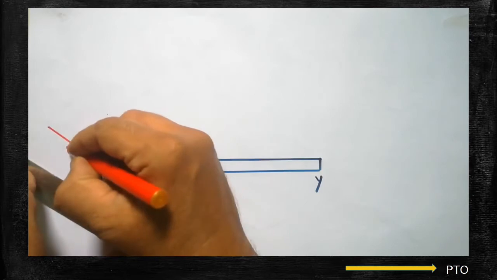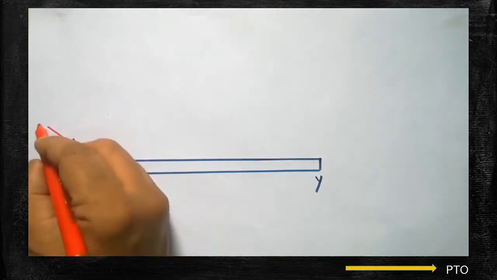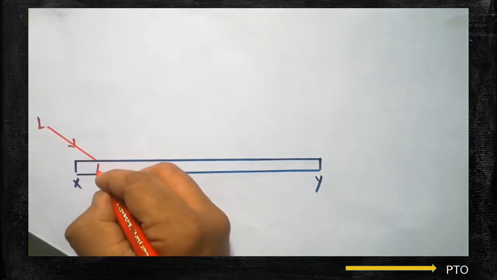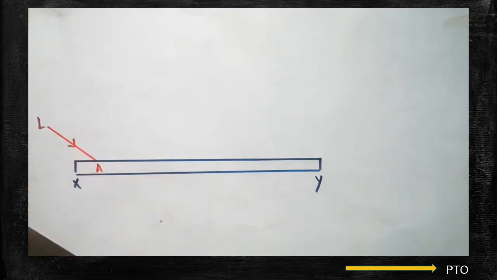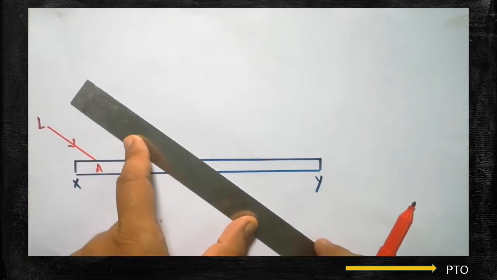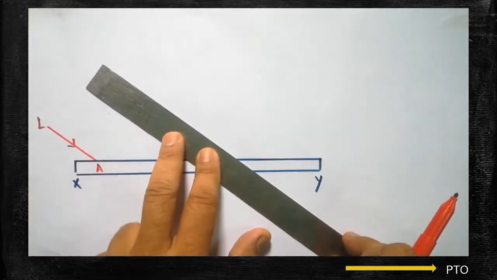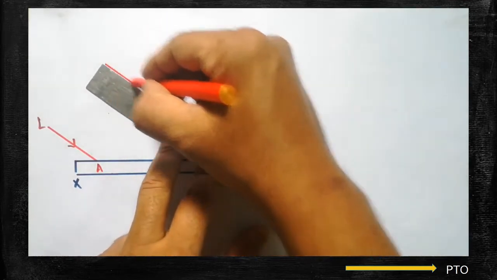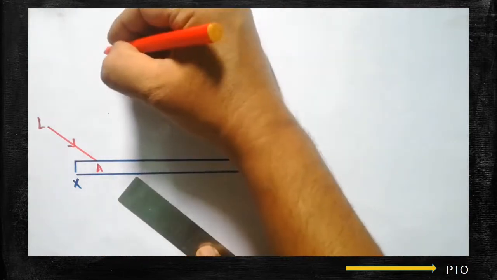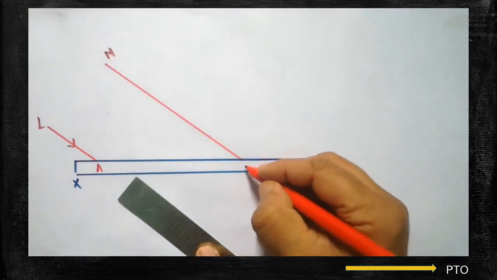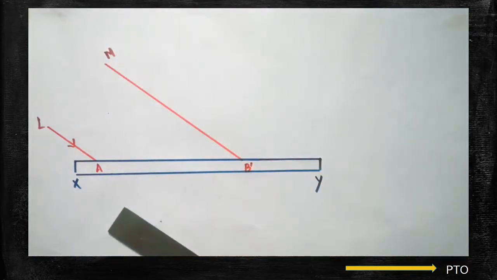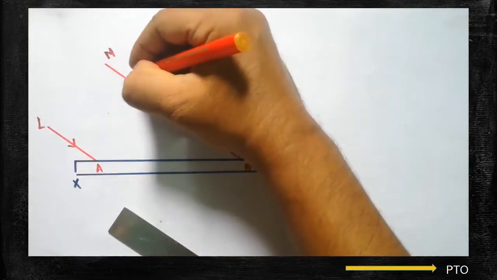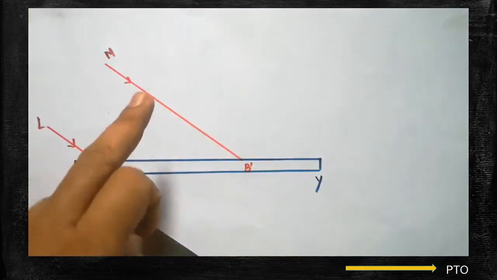Let us imagine this is the incident ray, which is named LA. So this is the first incident ray. Now we have to draw one more ray, another parallel ray that is made to be incident on the plane surface. The ray can be named MB dash. MB dash is another incident ray. Now I have drawn two incident rays.